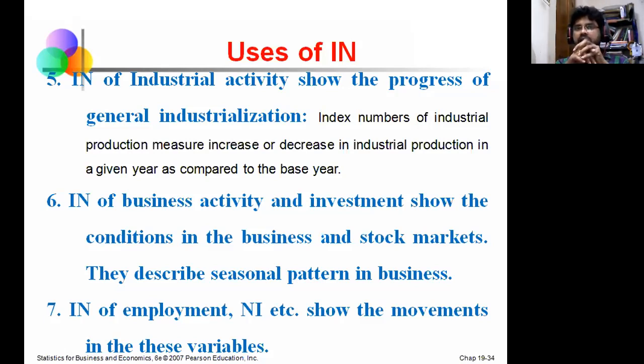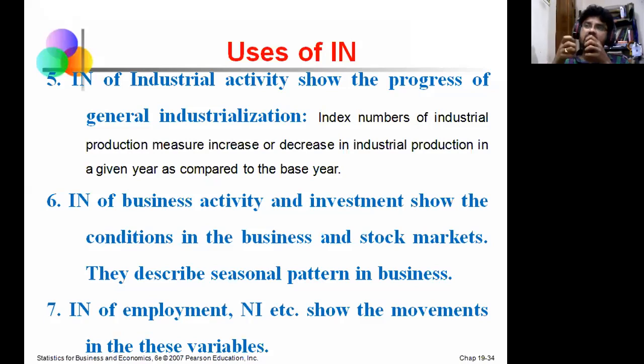And the seventh one is the index number of employment and national income, NI. For employment also, we will construct an index number of employment as well as national income. Why can we use this kind of index number in employment and national income? To show the movements in these variables. For example, is there employment progress? Nothing but whether the government is providing more employment opportunities to the youth or not. So we will take the data, then we can use the index numbers.